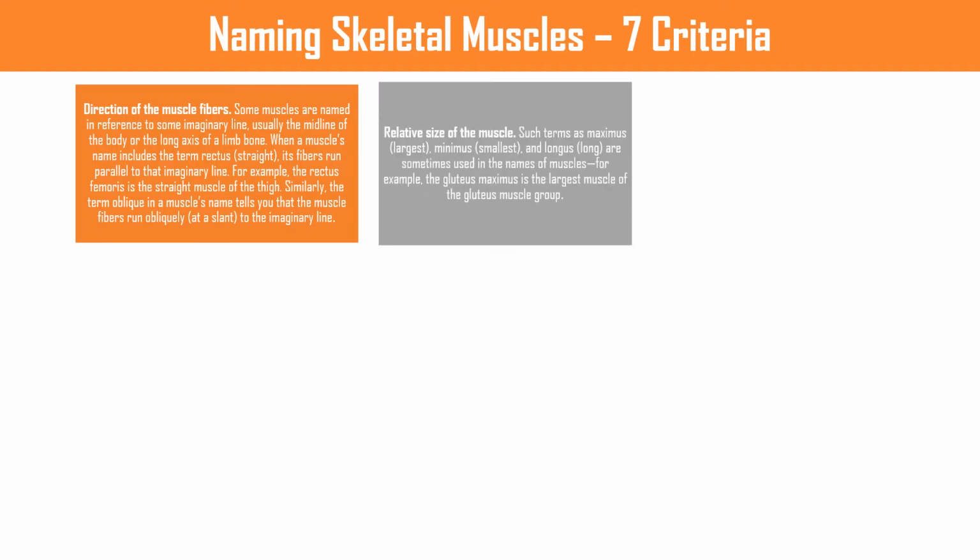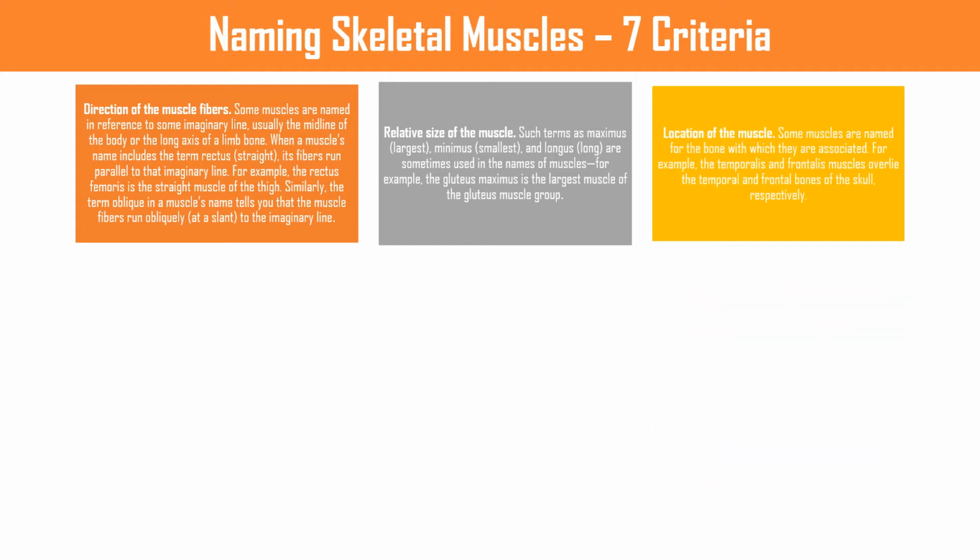Similarly, the term oblique in a muscle's name tells you the muscle's fibers run obliquely, or at a slant, to the imaginary line. The second criterion is the relative size of the muscle. Such terms as maximus mean largest, minimus means smallest, and longus means long are sometimes used in the names of the muscles. For example, gluteus maximus is the largest muscle of the gluteal muscle group.